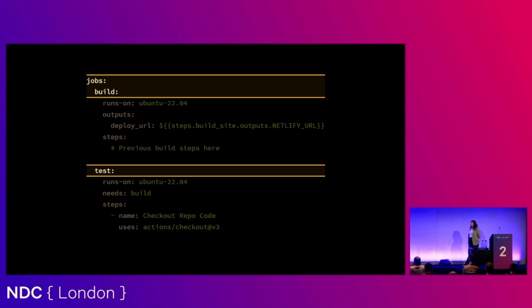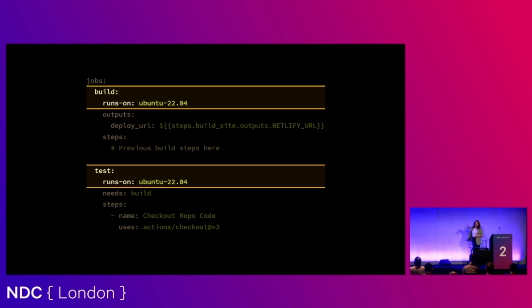Now you can do this your own specific way. Sometimes you might have a separate workflow file for testing. Sometimes it might be all in one. I have a separate job inside the same workflow. Like the build job, I then go through and define what platform I'm running it on.